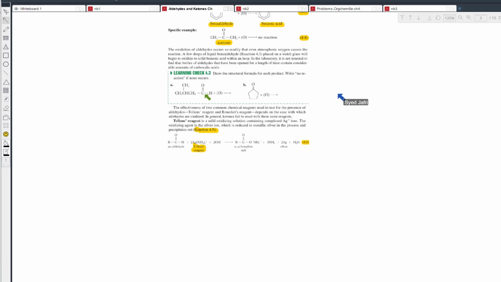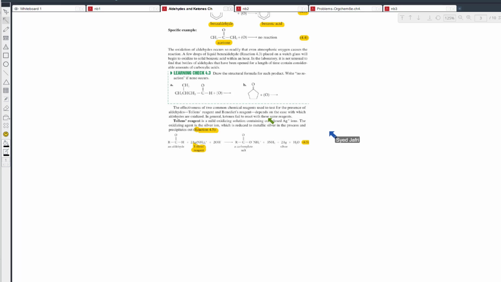This is aldehyde or ketone? This is an aldehyde. So it's going to oxidize or not? Aldehyde further oxidized makes carboxylic acid. So it would be this same exact structure, same skeleton, right? But what will change here? The OH right here. Yes, instead of C directly attached to H, C is going to attach with OH.